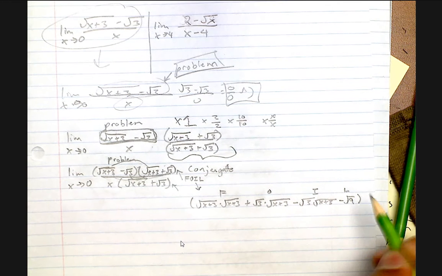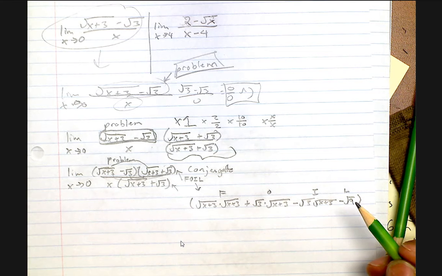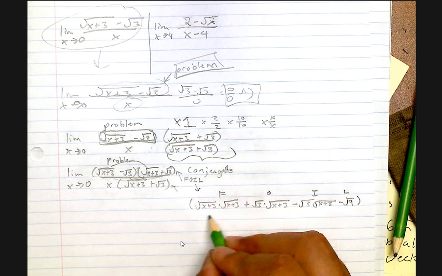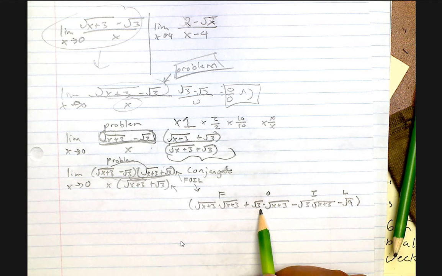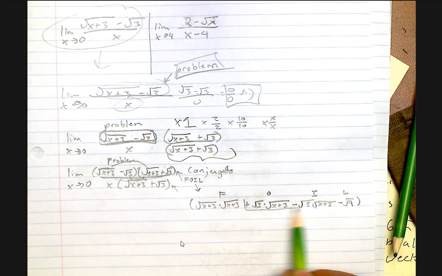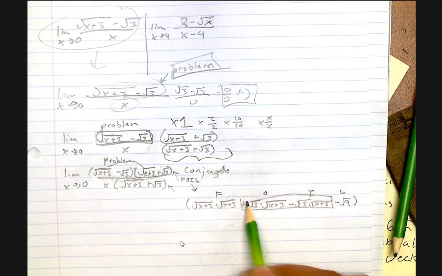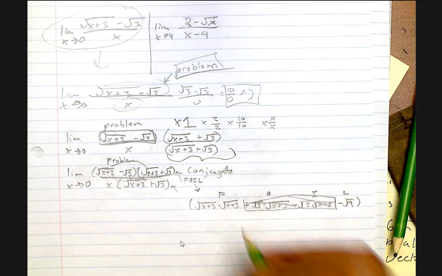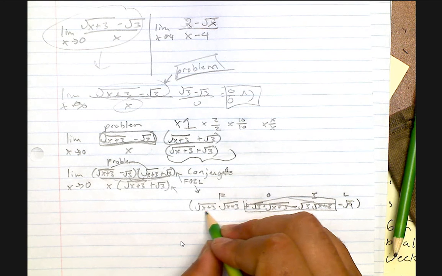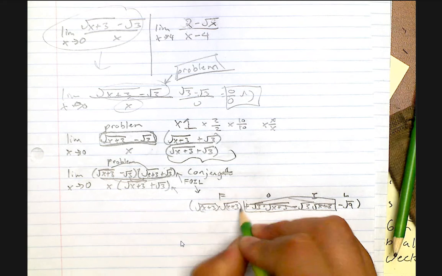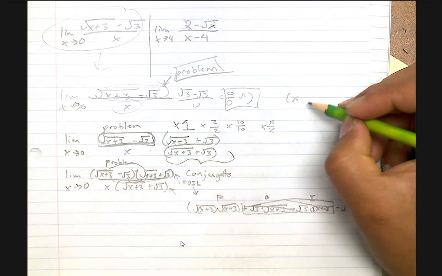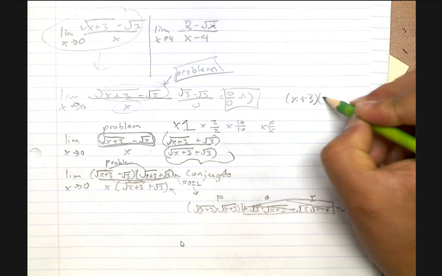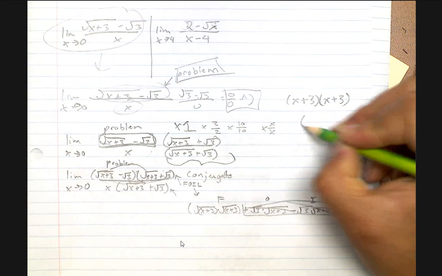This is actually not that bad. It looks bad, but look at these terms right here. Like terms, and they're opposite. So what do they do? They cancel. And these two, what happens when you multiply something times itself? For example, what is x plus 3 times x plus 3? It's x plus 3 squared.